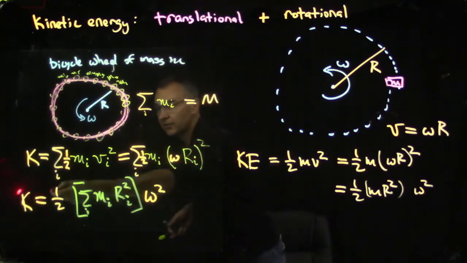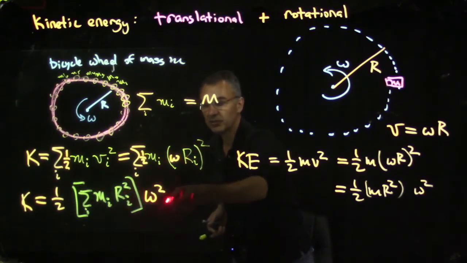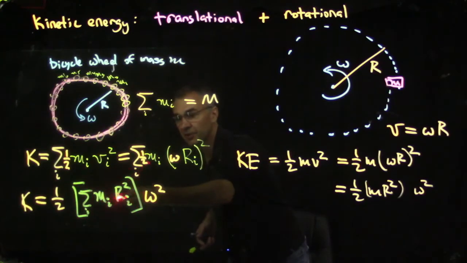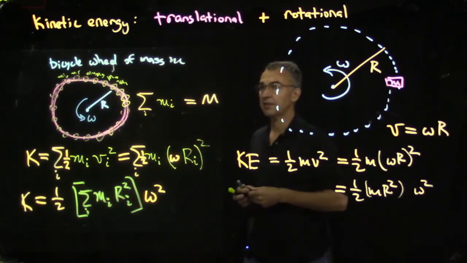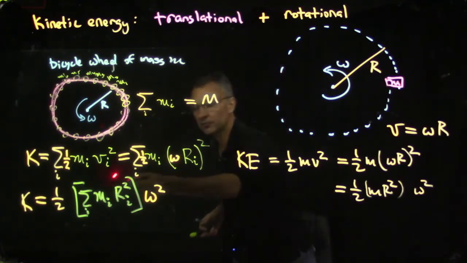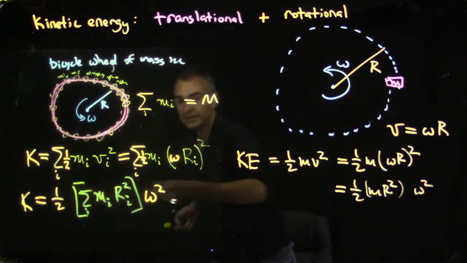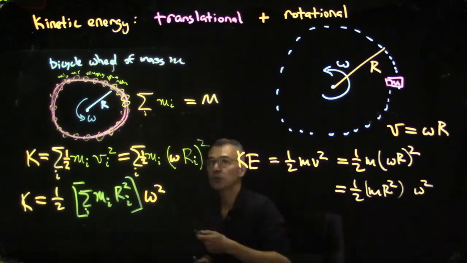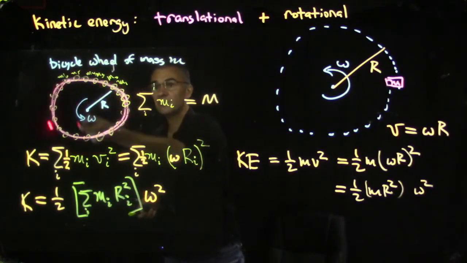So we write the 1/2 out front, and we write the omega squared at the end, because omega is the same for everybody. But then we're adding up all of these little masses times their radius squared. In this case, the radii are all the same, but again, we'll generalize this in a minute. So we have 1/2 times something times angular velocity squared as the kinetic energy for something whose center of mass is not moving, but whose constituent pieces are all moving around the center of mass at constant angular velocity.